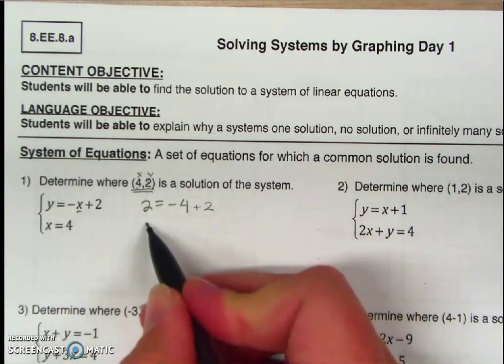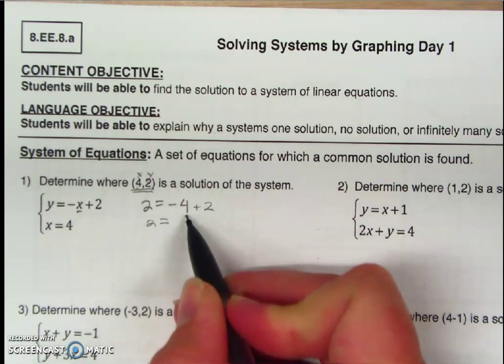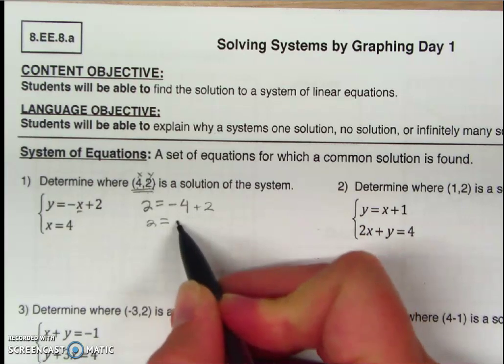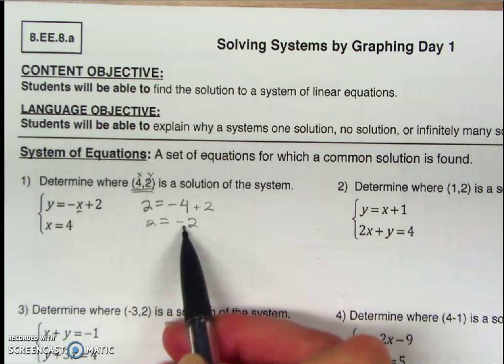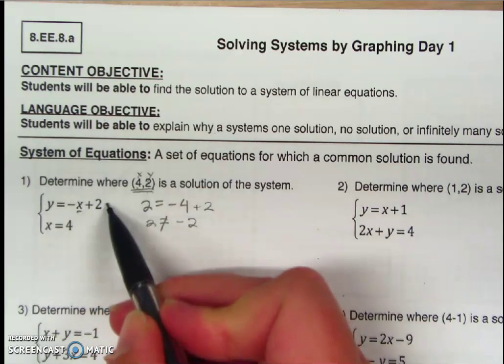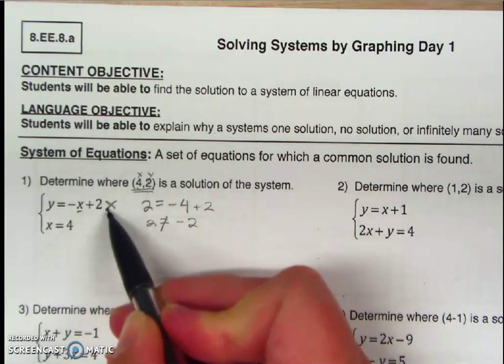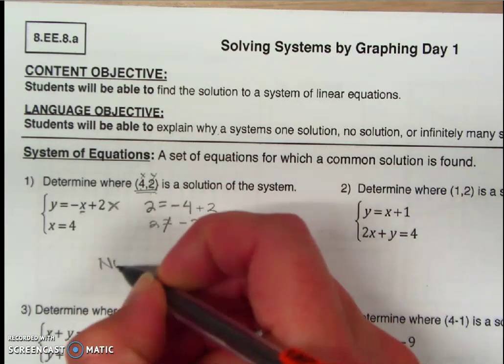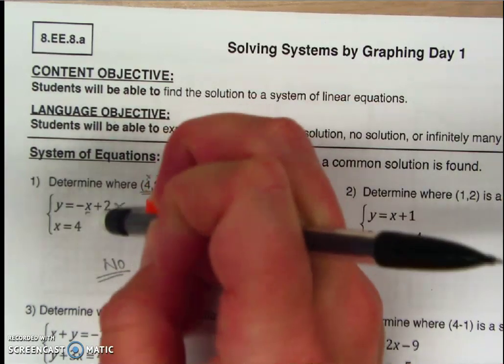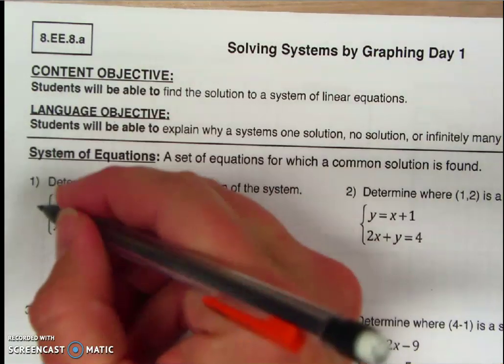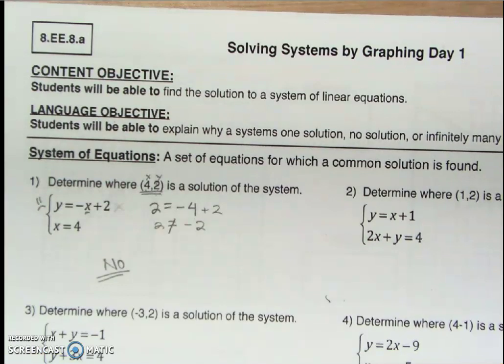Now I just solve. That means 2 should equal, well, -4 plus 2 is -2. So does that work out? Is 2 equal to -2? No. So since this one does not work for this equation, this answer is going to be a no. That is not the answer to this system. And I made that look like an X, but let's just put a sad face in front of that equation. If it doesn't work for one, it's not going to work for either. And so that would not be a solution to that system.